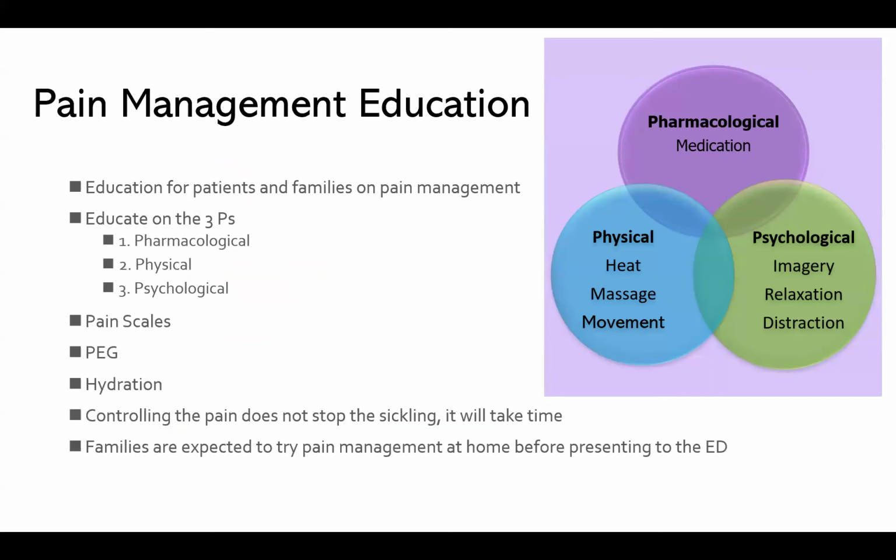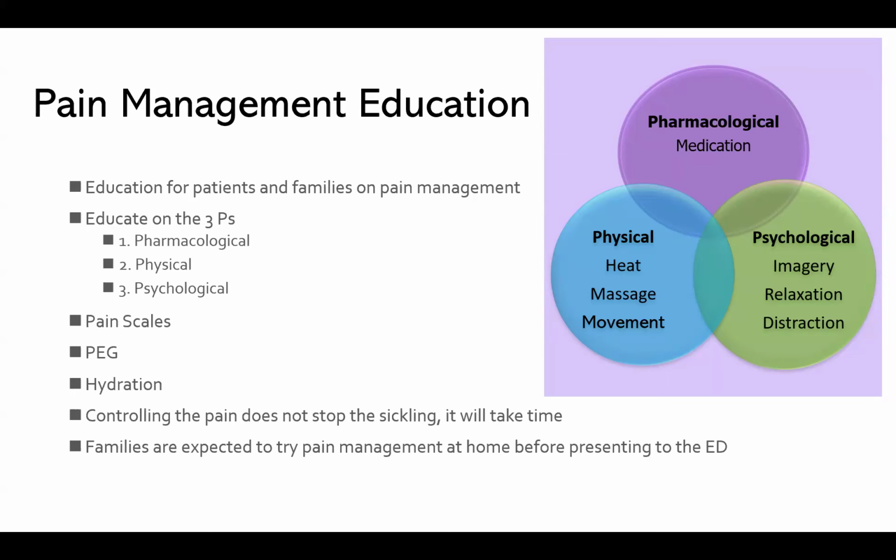So how do we educate about pain? It's something that we review with our families a lot during their clinic visit. We talk a lot about something called the 3 Ps. So the 3 Ps include pharmacological, physical, and psychological approaches. So our pharmacological go-to medications are acetaminophen every 4 hours, ibuprofen every 6 hours, and then either morphine or hydromorphone every 4 to 6 hours.